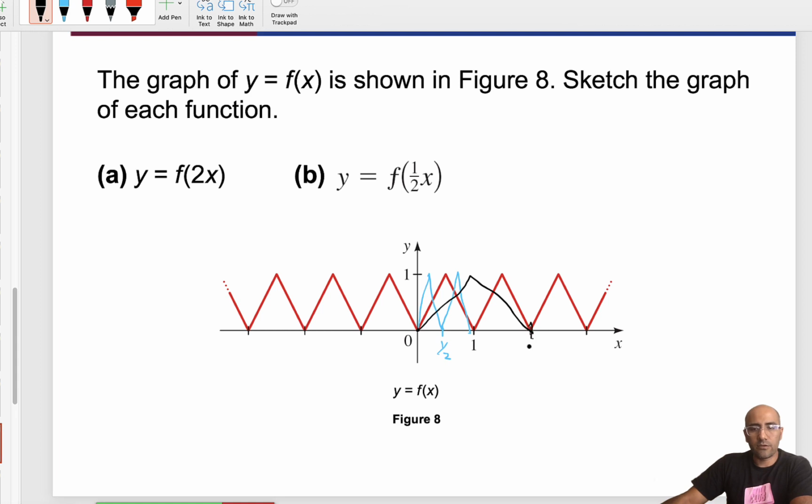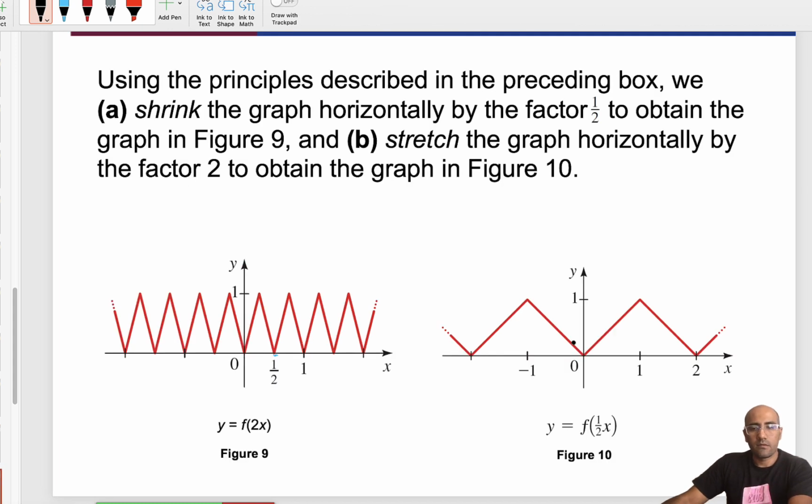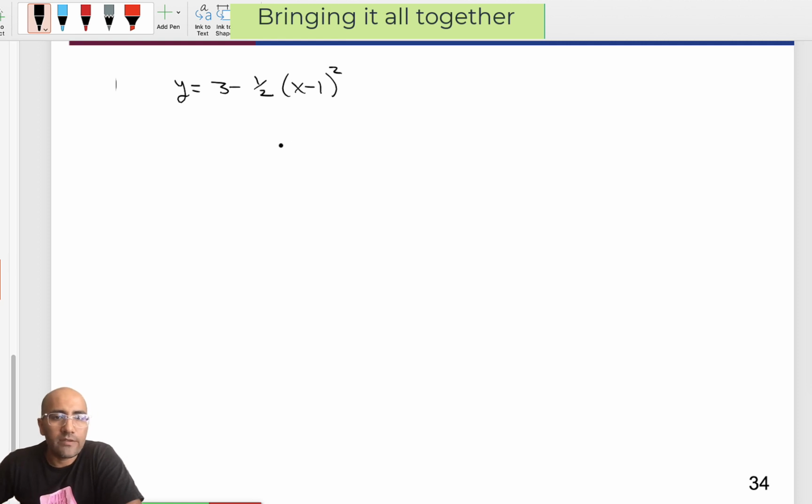It's going to go out to 2, and get twice as long in order to complete one triangle, one period of its graph. So from there to there. All right, so I'm going to move this around a little bit and write it this way: -1/2 (x minus 1) squared and then plus 3.